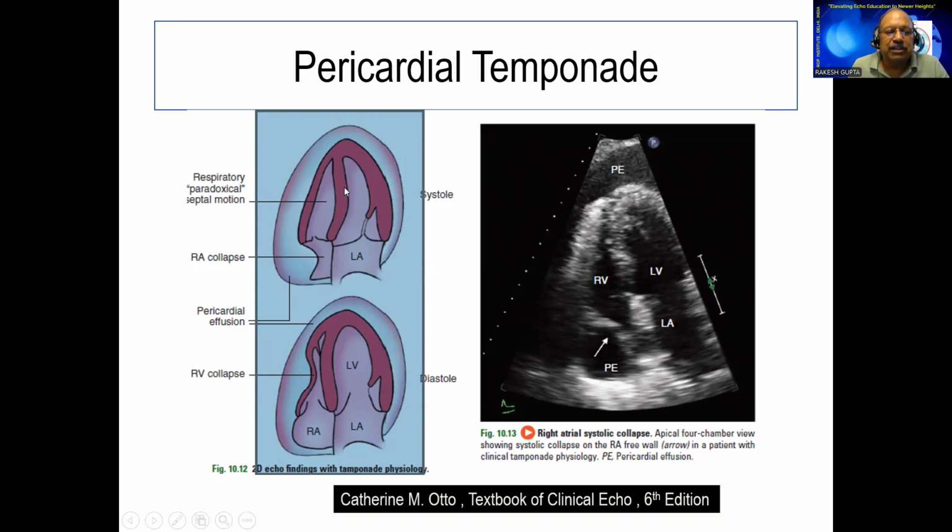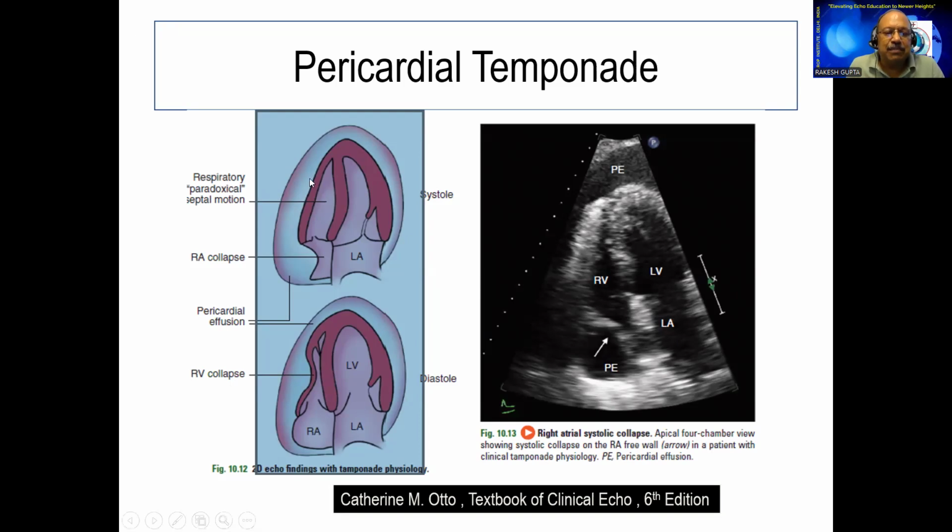So it's a septal shift. Look, with inspiration, the septum will move to one side. With expiration, the septum will move to the other side. And that's what we see a number of times in pericardial effusion, the so-called paradoxical septal motion of the interventricular septum. I hope my point is clear.